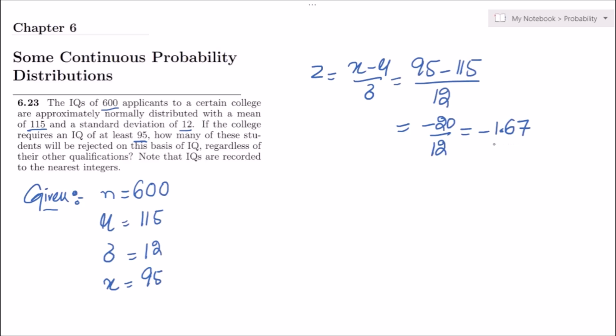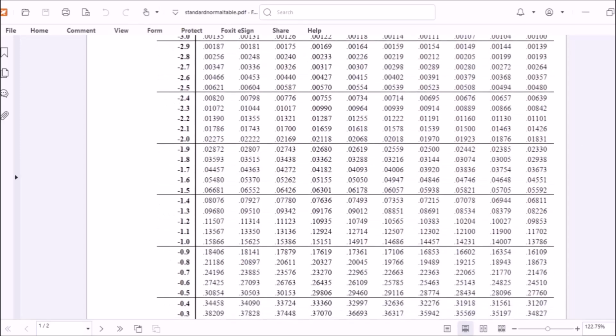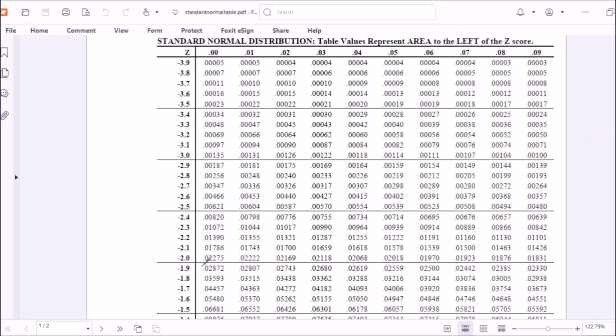Now this is what we have. We want to find the probability that x is less than or equal to minus 1.67, and to find it we have to use the z value, so I have to use the z distribution table. We have to find the value of minus 1.67. Minus 1.6 is here, this is the row of minus 1.6, and the column of it is 67. So this is the value for this one.